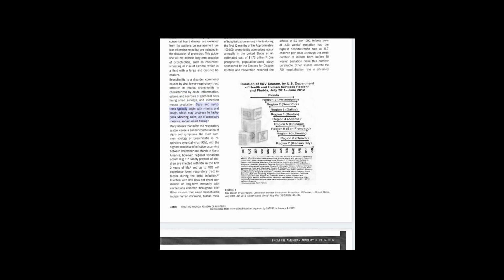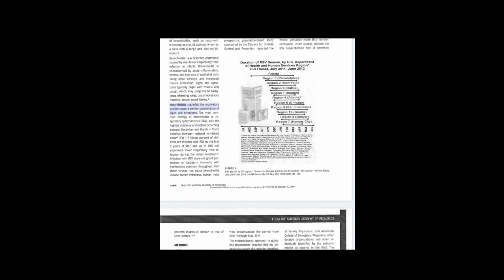Signs and symptoms typically begin with rhinitis, which may progress to tachypnea, wheezing, rales, use of accessory muscles, or nasal flaring. Many viruses that infect the respiratory system cause a similar constellation of signs and symptoms. The most common etiology of bronchiolitis is respiratory syncytial virus, with the highest incidence of infection occurring between December and March in North America. However, regional variation occurs.